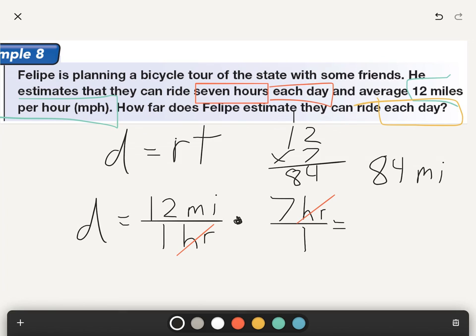So then the answer would be 84 miles. What would make that even better? Each day. Oh yeah, I like the cut of your jib there. 84 miles per day would be a reasonable way of writing that.